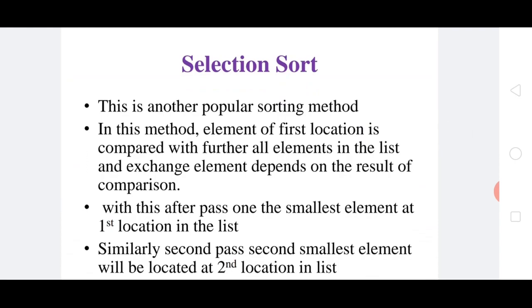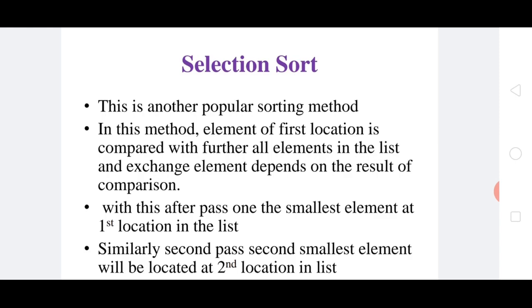selection sort. This is another popular sorting method. As you know, selection sort is the second type of sorting. Already we discussed bubble sort. Bubble sort is also one of the simplest and popular sorting methods. Likewise, selection sort is also a popular sorting method because it is a very easy sorting method.